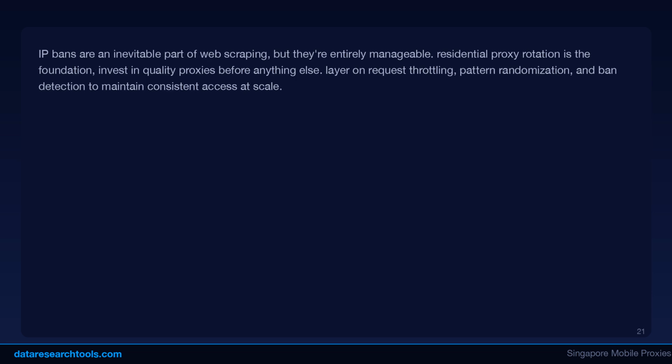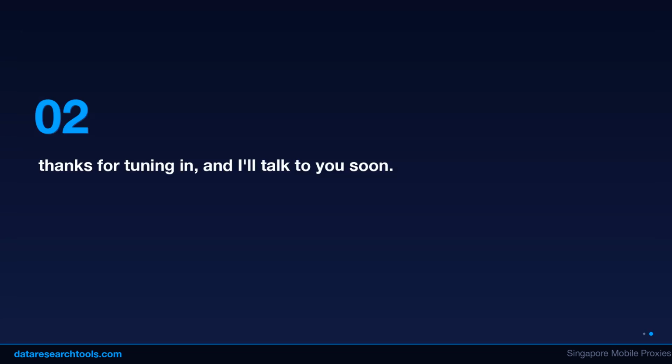Getting unbanned without changing IPs is sometimes possible. If the ban is cookie-based, clearing cookies and session data may work. If it's a temporary rate limit ban, waiting out the cooldown resolves it. For JavaScript challenge-based blocks, browser automation tools can solve the challenge and restore access from the same IP.